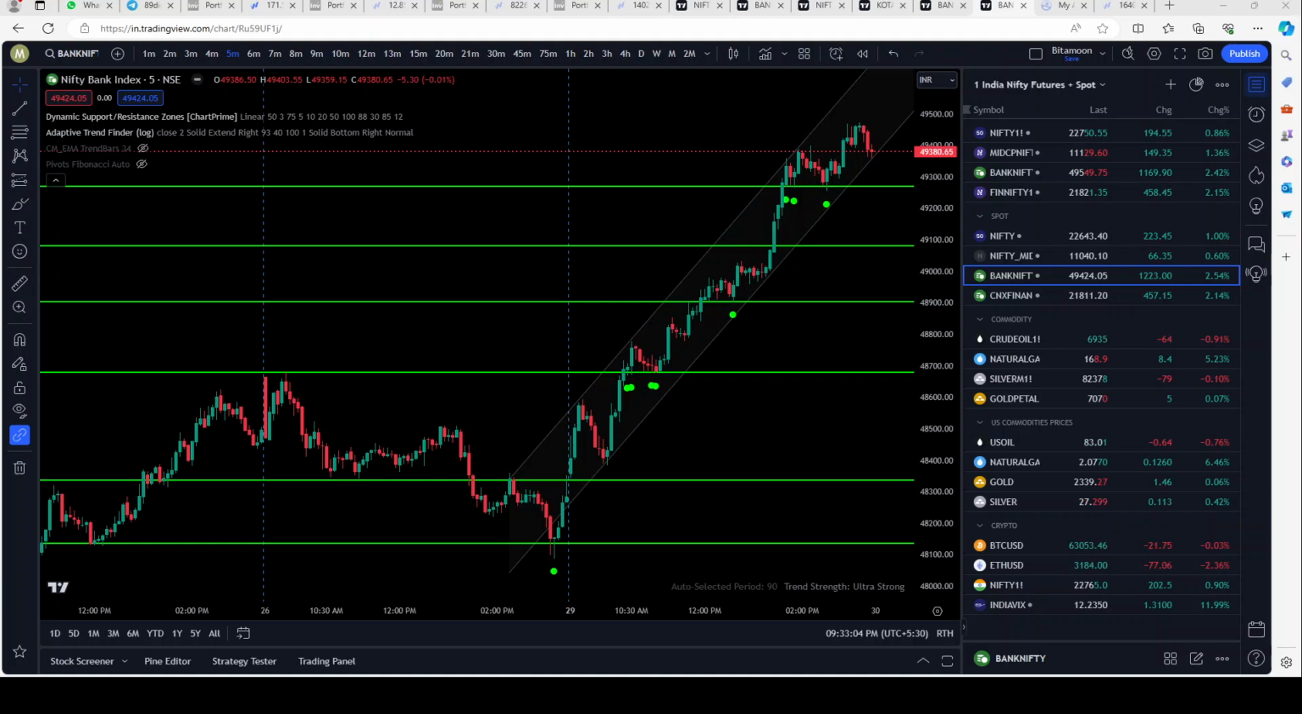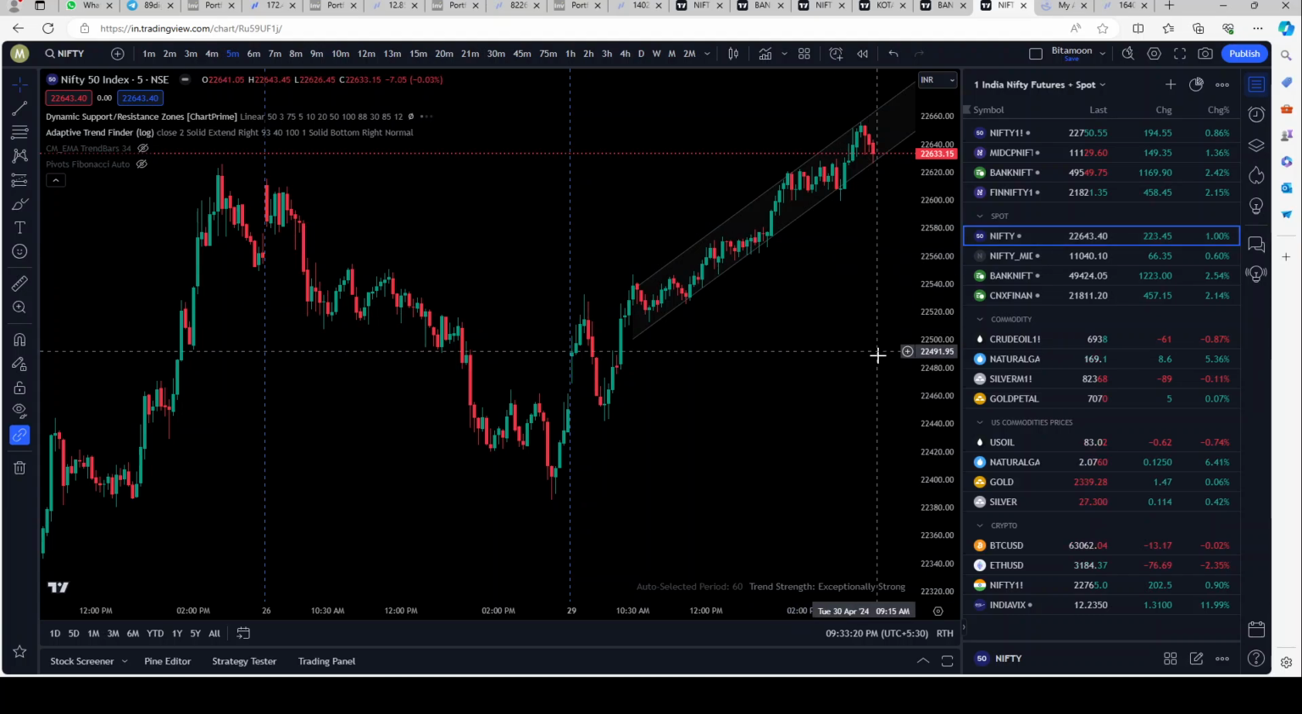Okay, so now we are at the page where the initial video and the 2 indicators in that video were there. As you can see on my screen, it's called the dynamic support and resistance and adaptive trend finder. All right, let's click on Nifty, and we are on the 5 minutes time frame. In default view, it looked like this.